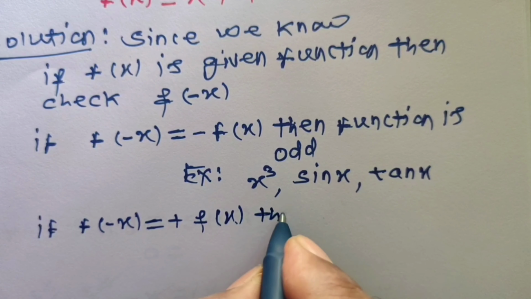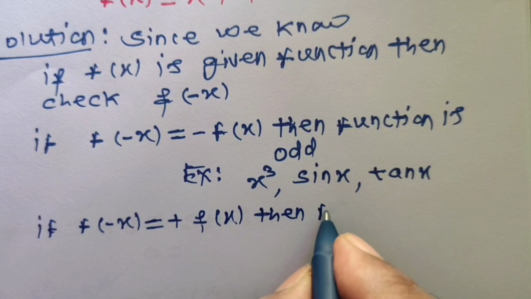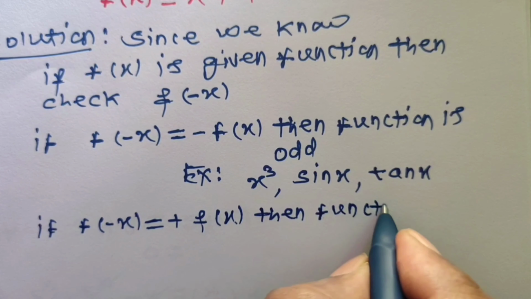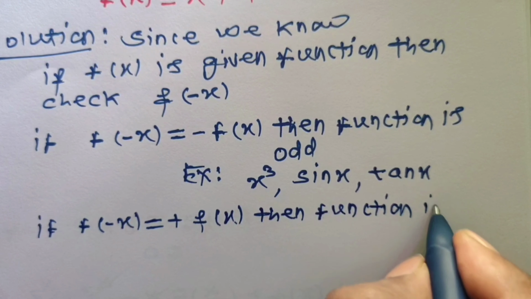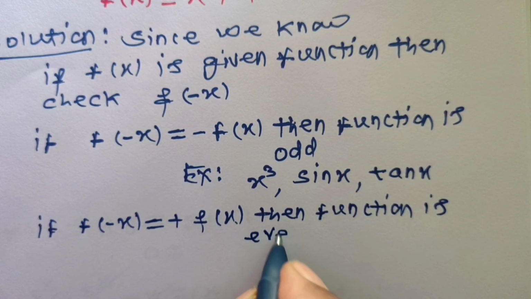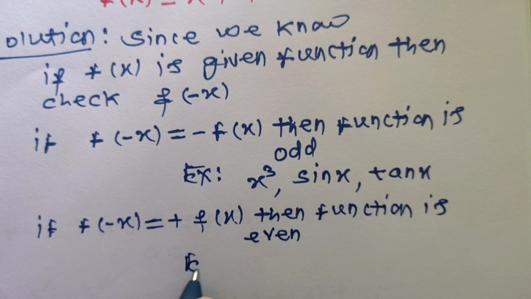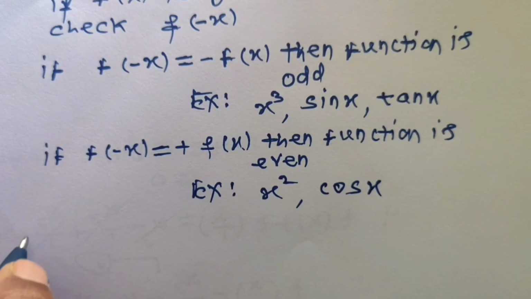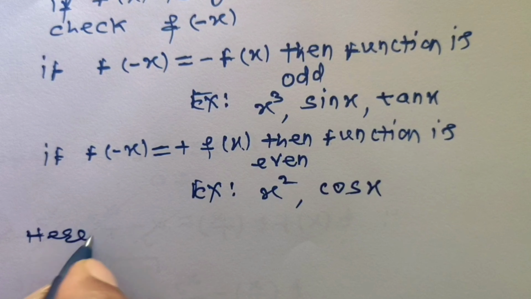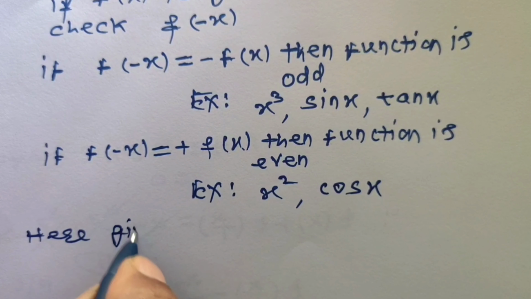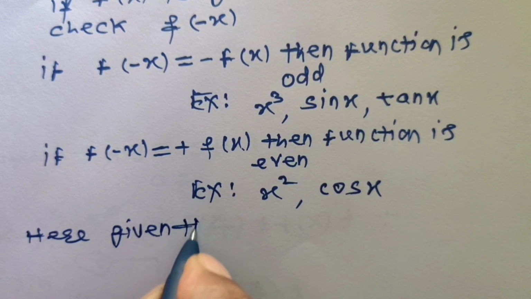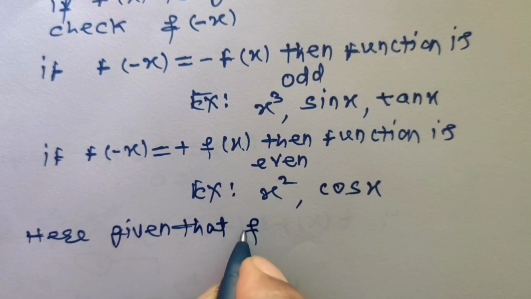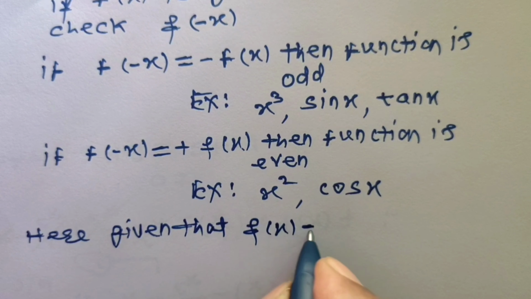And the second condition: if f of minus x is equal to plus f of x, then the function is said to be an even function. For this, examples are: if the power of x is an even number, then x to the power of an even number is an even function, as well as cos minus theta is equal to cos theta. Hence, cos x is also an even function.